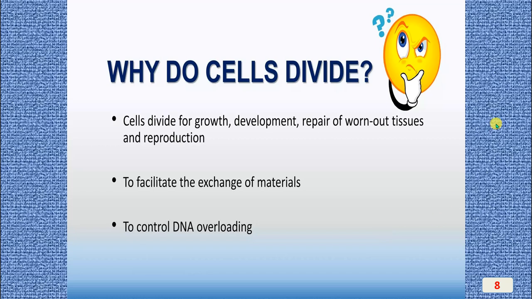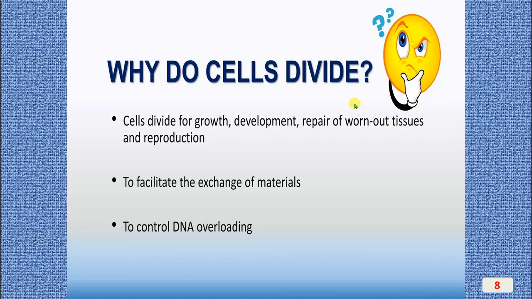Then what is the question? Why do these particular cells divide? The cells divide for growth, development, repair, or replacement of worn out tissues, or to remove the old cells by a process known as apoptosis, and also to facilitate the exchange of material and to control DNA overloading in a particular cell. These are all the reasons why a cell has to divide.